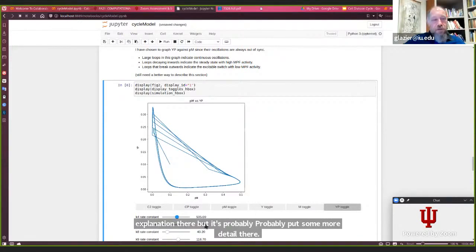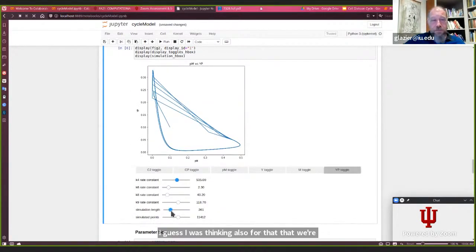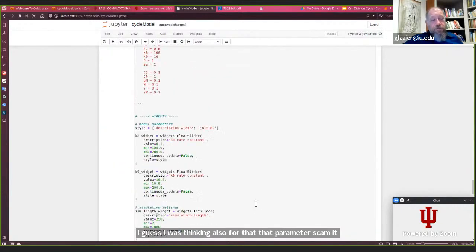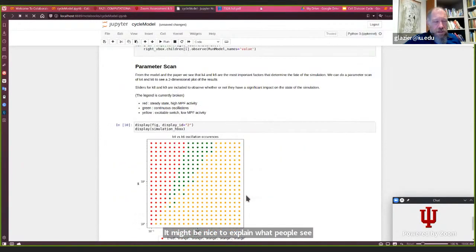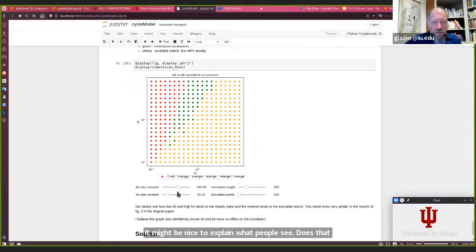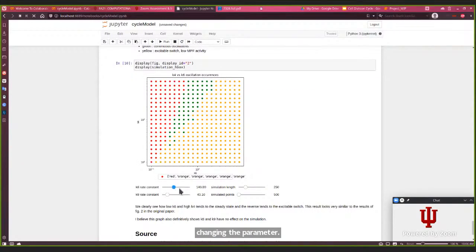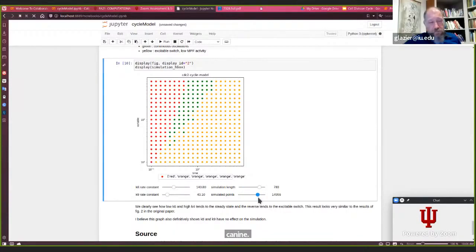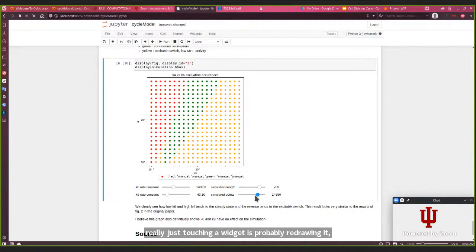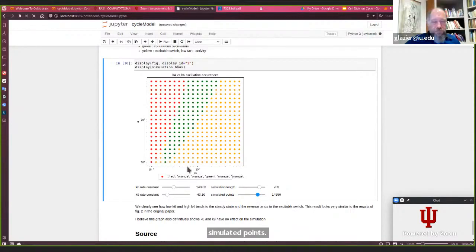I was thinking also for that parameter scan, it might be nice to explain what people see. Does that only work once? Because when I'm changing the parameters, I'm not seeing the parameter scan redraw. Yeah. I believe it probably is redrawing, because K8 and K9 I don't think are going to have an effect on it, so just touching a widget is probably redrawing it. But actually, you can see if I increase simulated points, it did. Okay. More detail in the graph.